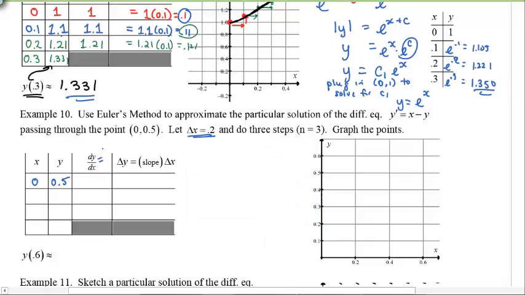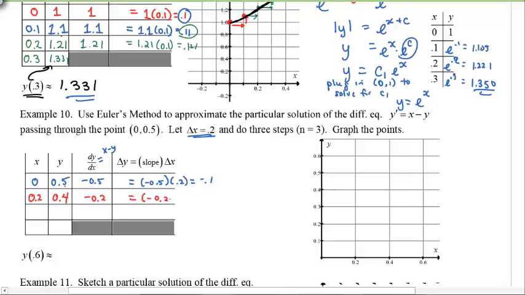So this is x minus y. So 0 minus 0.5 is negative 0.5. Delta y then takes the slope, which is negative 0.5, and you're going to multiply that by delta x, in this case, step size of 0.2. That's negative 0.1. So my new coordinate here, I'm going to add the delta x to that. That's 0.2 now. And I'm going to take the y, add to that the delta y, which is negative 0.1. So it's going 0.4.